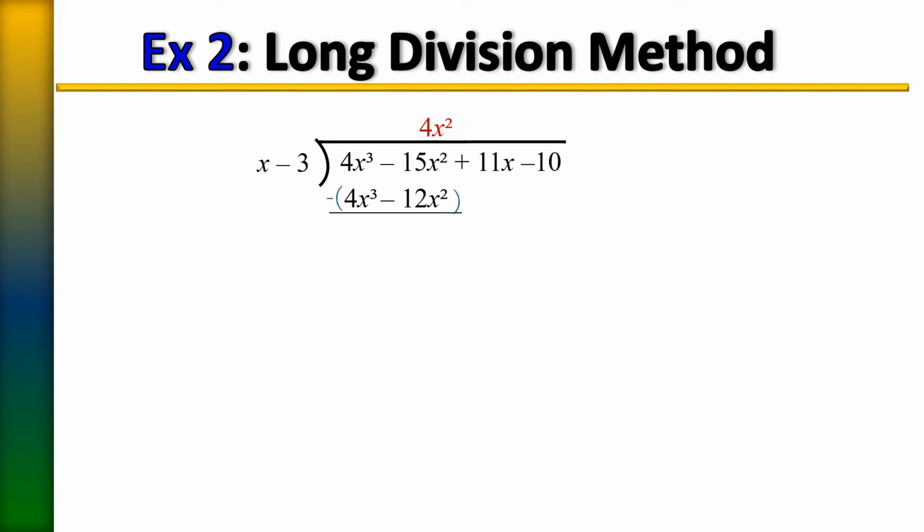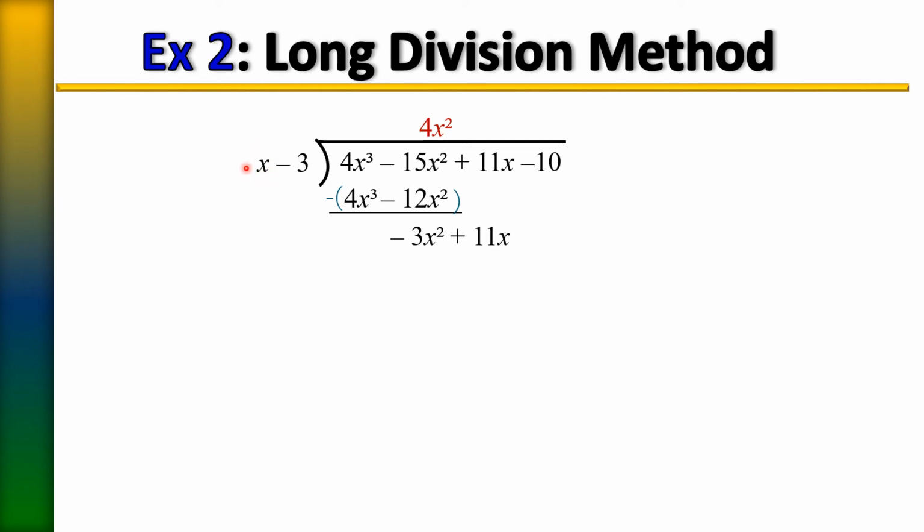Subtract, everyone becomes their opposite. We're going to bring down a negative 3x squared when we combine those terms. And we're also going to bring down our 11x. Again, we're going to look at the number farthest to the left. This is negative 3x squared. And farthest to your left of the divisor, this is x.